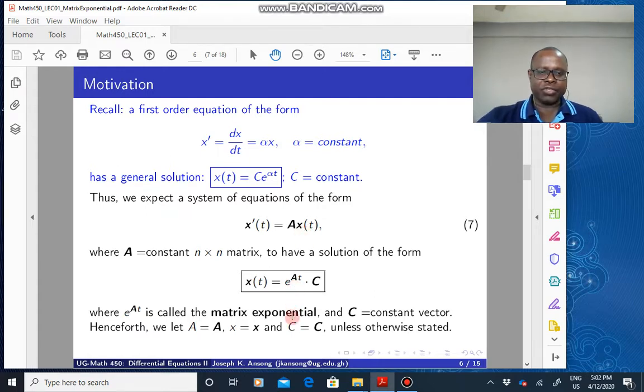We'll define it shortly. So from here onwards, instead of using bold, we are going to be dealing with systems. So whenever you see x, A, or c, just assume that it's a vector or a matrix. I'm not going to be bolding them anymore.